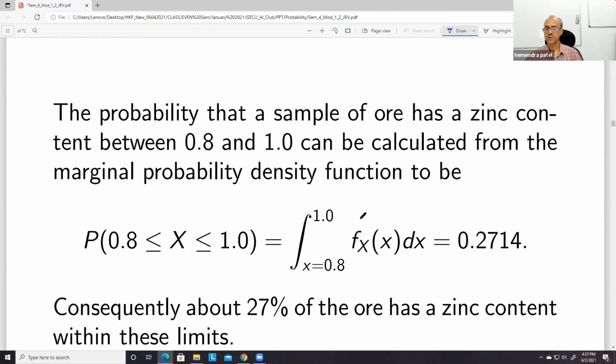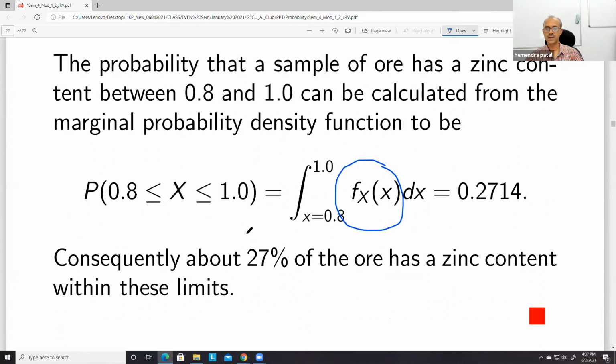Okay. So if you know marginal, then with the help of marginal, this is now in terms of x only, because this fx is equal to x is the marginal probability distribution of x. Okay. So now it is a single integral. So 0.8 to 1.0. This we have already calculated somewhere. But that was in terms of y actually, because x lies between this and for general y. Okay, maybe.